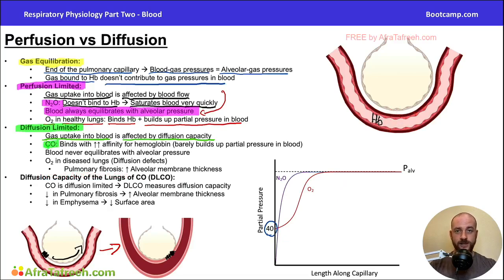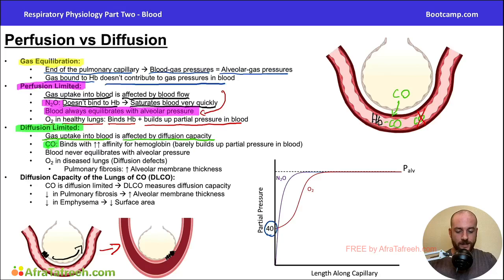And so if we just take a look at the diagram to the right here, when we have carbon monoxide in the alveoli, when it diffuses into the blood, it has a really high affinity for hemoglobin, and virtually all of the carbon monoxide in the blood is going to get bound up by hemoglobin. And because all of the carbon monoxide is being bound up by hemoglobin and we're not really seeing it as a freely dissolved gas, carbon monoxide barely builds up at partial pressure in the blood.